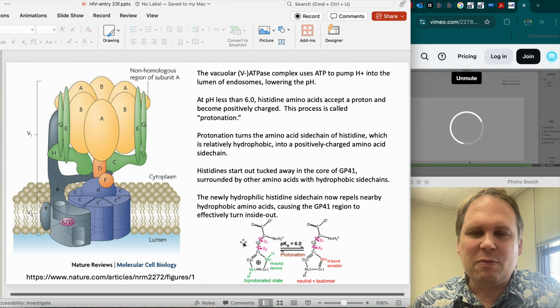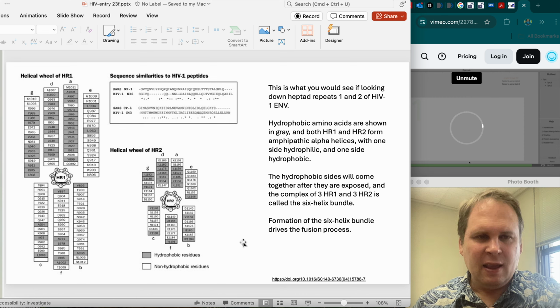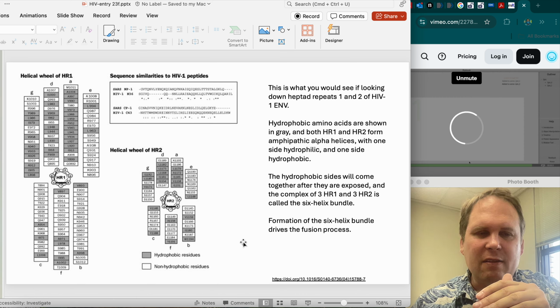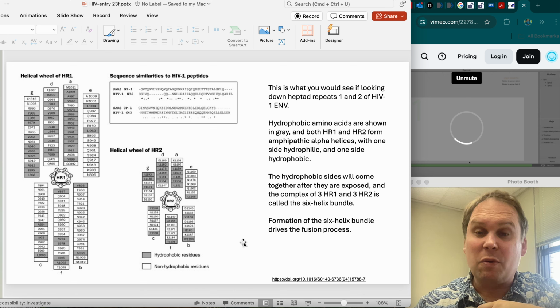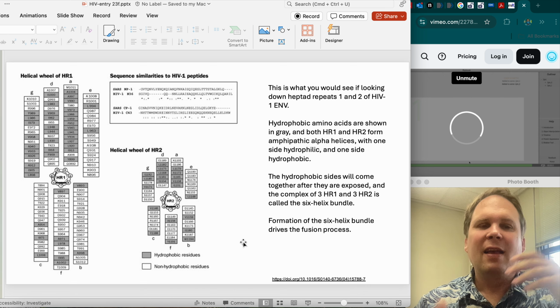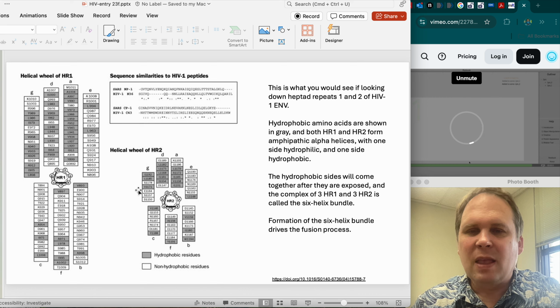This is going to be the last one. Part of that conformational change is going to involve spitting out the fusion peptide. Part of that conformational change is going to involve the heptad repeats. This is what heptad repeats are.